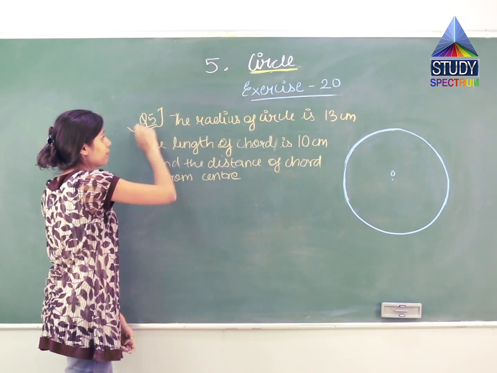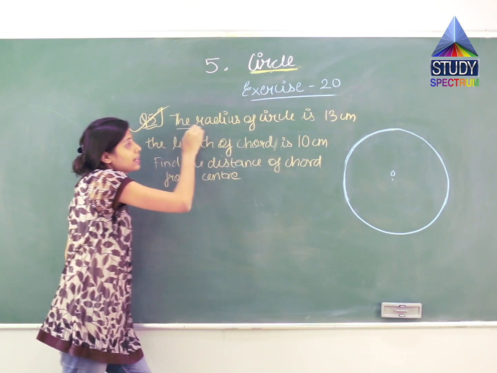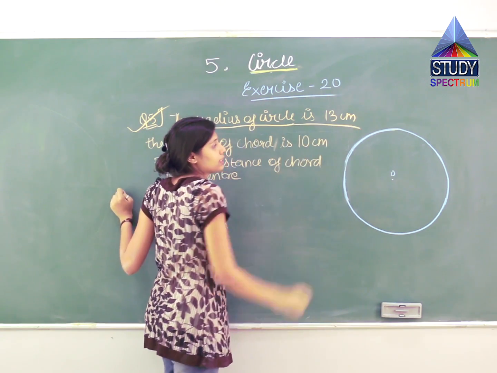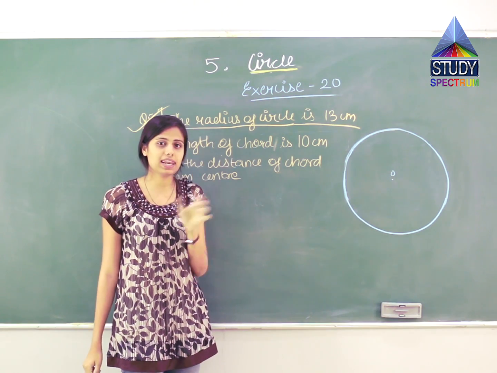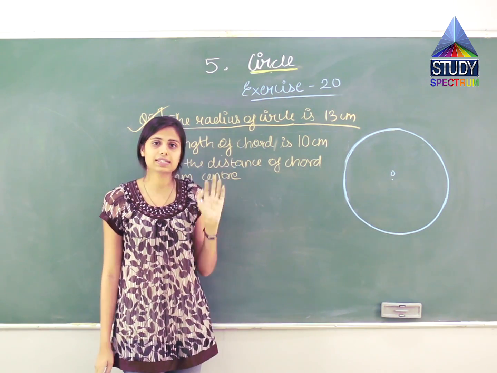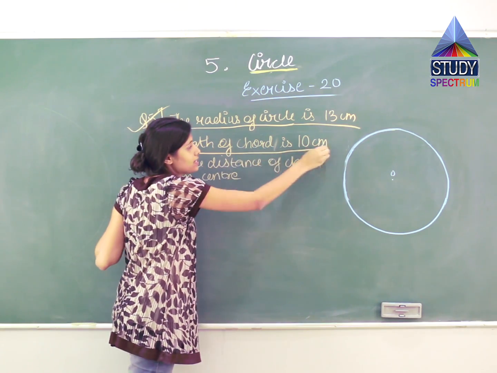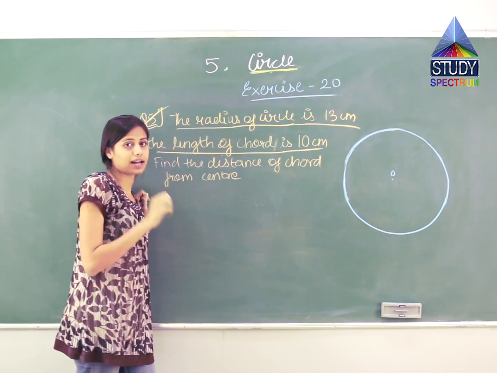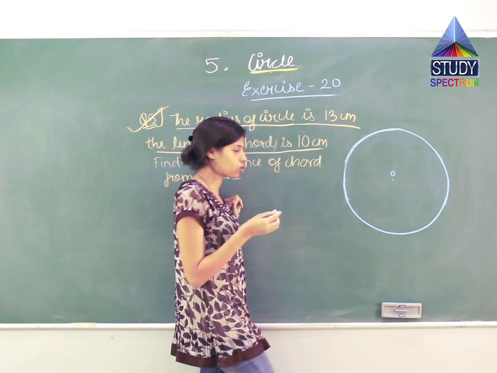Now let us start with the fifth question. In this question, let us read the question what they have given. The radius of the circle is 13 centimeter. Okay, they are trying to tell कि the radius, which are n number of radius in a circle, is 13 centimeter. And let us read the question further. The length of the chord is 10 centimeter. Okay, they are trying to tell कि एक chord भी है जिसका length 10 centimeter है. So let us draw this chord.